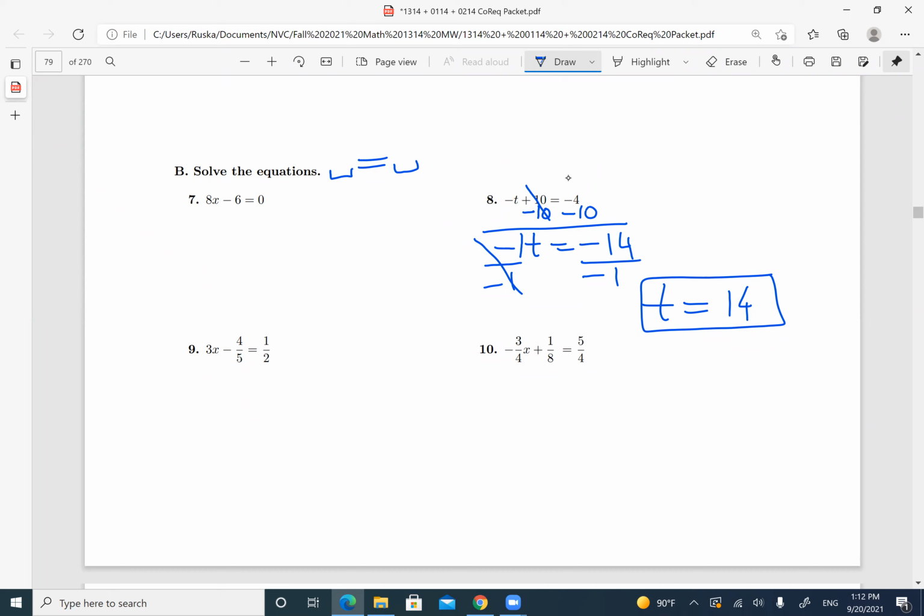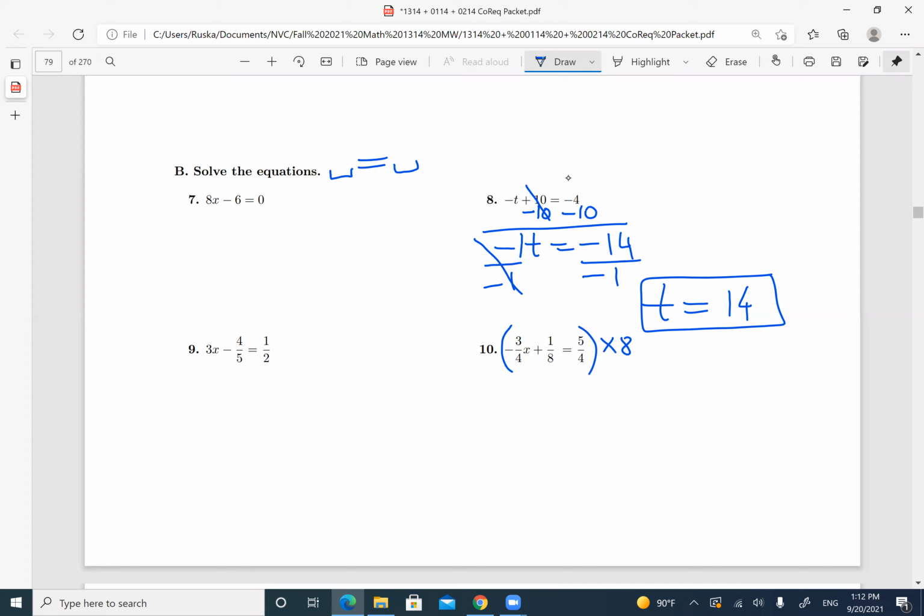Okay, so let's do number 10. Everybody wanted to do number 10. So for number 10, we have an equation where we have fractions. So probably the best way to do that is just get rid of all the fractions. And how do you do that? You multiply by the denominator. Now we have denominator 4 and denominator 8. So which number are you going to multiply by? You're going to multiply by a number divisible by 4 and also divisible by 8, and that's 8. So I'm going to multiply both sides of this equation times 8.